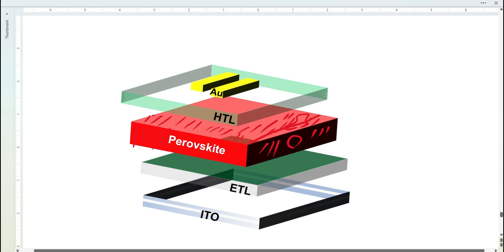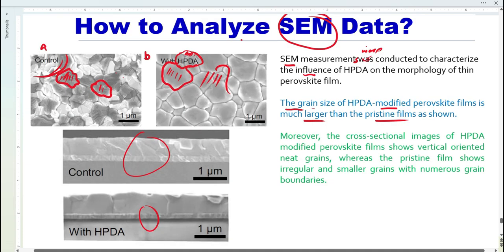So I have to cut this. When I cut this, I will see the cross section, and let's see again whether there is the same trend in the cross section or not. So this is the cross-sectional image here. This is the glass, this is maybe the ETL or something, or simply glass, and this is basically the perovskite layer here. This is perovskite and this is perovskite, and we can see here that the control structure, the pristine structure, does not have clear grains, and there are a lot of grain boundaries here.